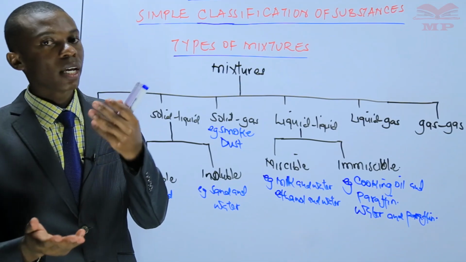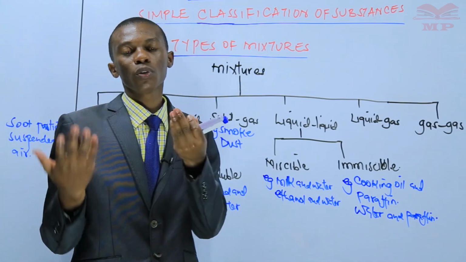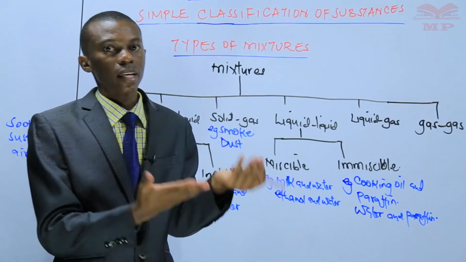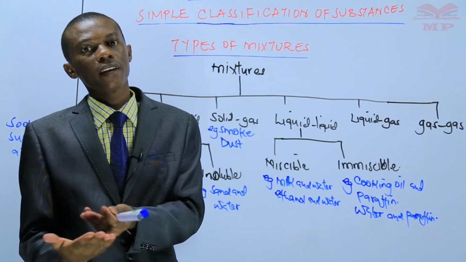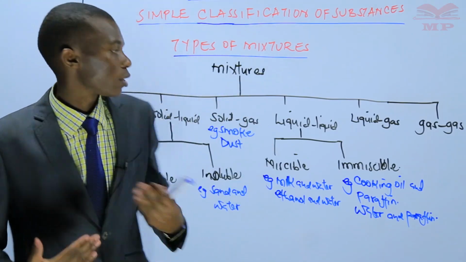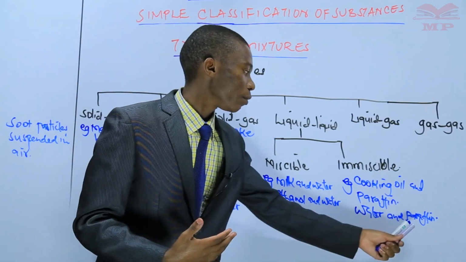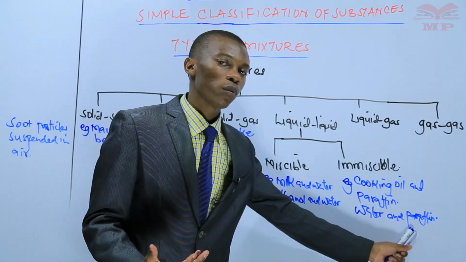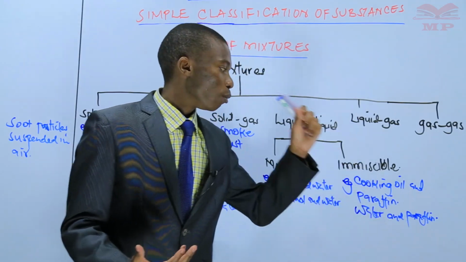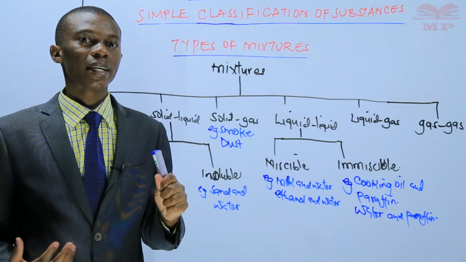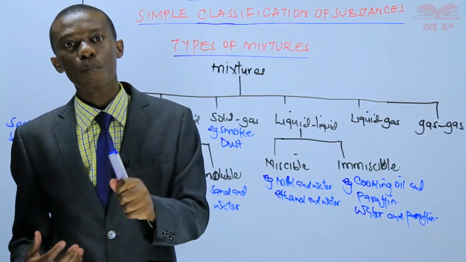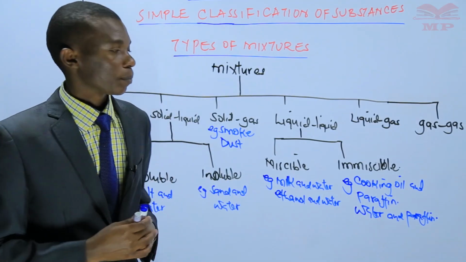Again, you have the bottom layer and the upper layer. The bottom layer will depend on which liquid is heavier than the other. The one at the bottom will be the heavier liquid. For example, if you have water and paraffin, water will form the bottom layer, then paraffin will form the top layer, because water has a higher density compared to paraffin.